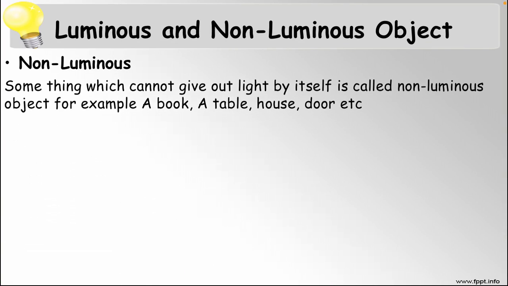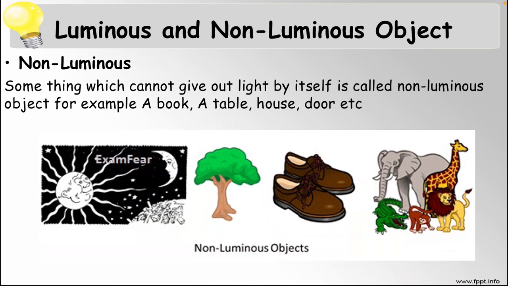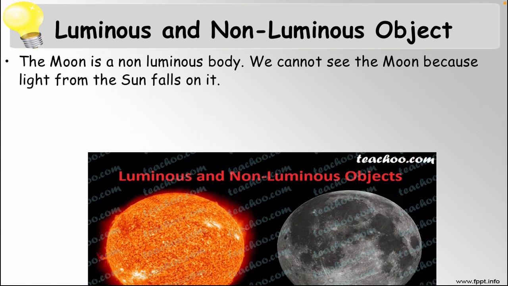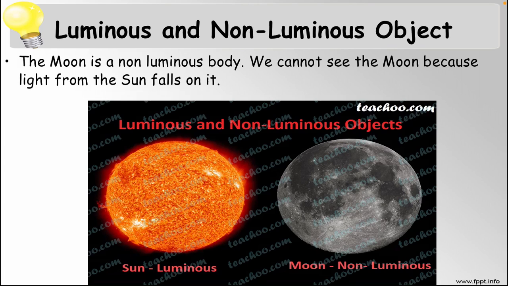Luminous and non-luminous objects. Luminous objects. Things that give out light by themselves are called luminous objects. For example, sun, burning coal, fire, candle, torch. So all these objects which give light, whether they are natural or man-made, are luminous objects. So luminous objects are those objects which give light.